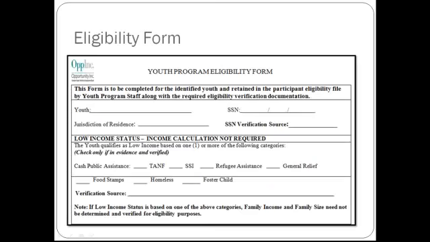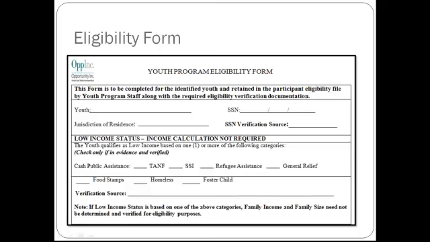This is a view of the eligibility form that must be filled out for each participant. In the first section, you should write down the participant's name and the city or county they are living in. Also, their social security number. Underneath this number, you must document how you are verifying it.